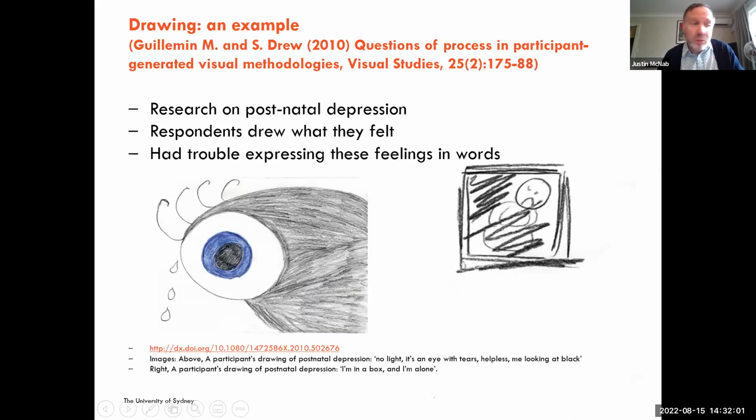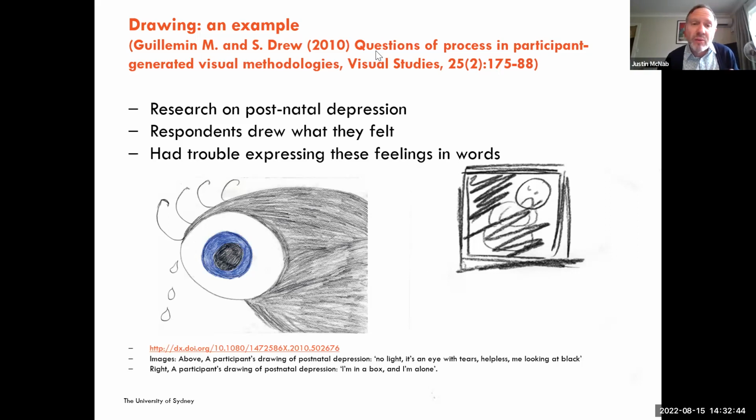Now we'll have a bit more detail in an example of drawing. This is one of your readings for this week: Gearman and Drew, questions of process, participant generated visual methodologies. This is Gearman's work, one of the authors, and she worked with women who were suffering from postnatal depression. You can see here a couple of images from women experiencing postnatal depression. Here, this is very much the participants themselves generating the image, in this case, drawing, although remember you can get participants to take photos as well.